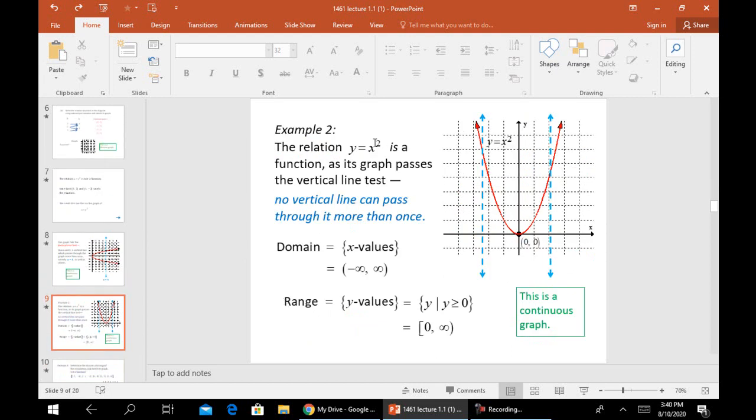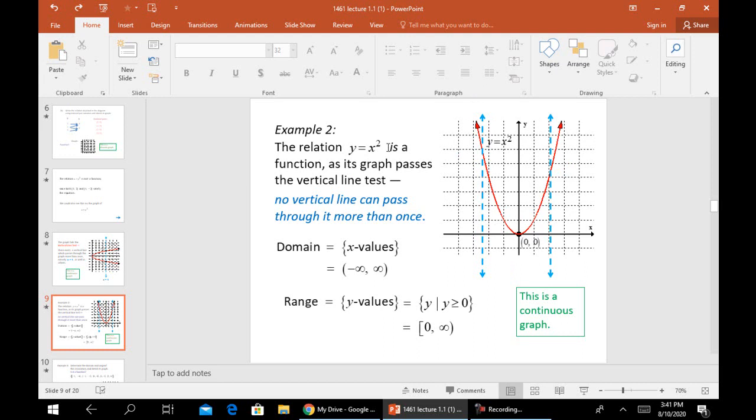Now if I look at the equation y is equal to x squared, well, that is a function. And so again, we are talking about the solution set of this equation, the set of all pairs of numbers that satisfy this equation. The graph of this equation, or the set of ordered pairs satisfying this equation, is a function because it satisfies the vertical line test.